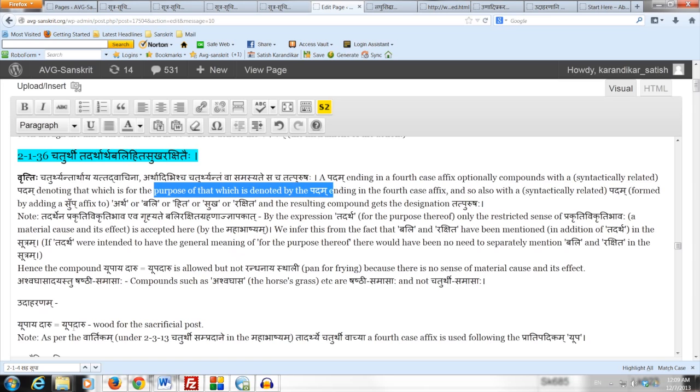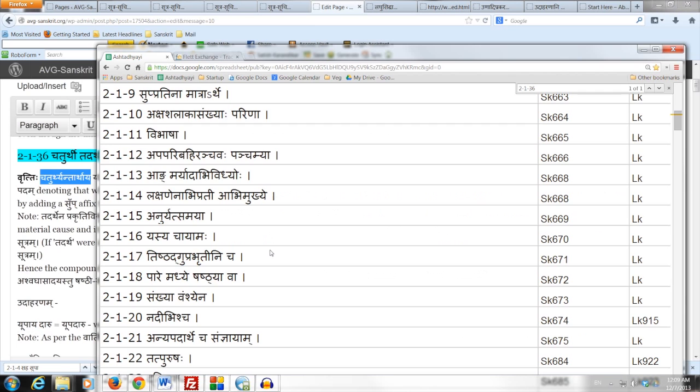For example, when we say Yupaya Daru, wood for the sacrificial post. In this example, Yupaya is the Chaturthyantam padam. But of course, the word is not for the sake of the word. It is for the sake of that which is denoted by the word, which is the sacrificial post. So the word is for the purpose of the post, not for the word Yupaya. Therefore we say Chaturthyantarthaya. And let's not forget the Paribhasha Sutram Samarthah Padavidhi 211.